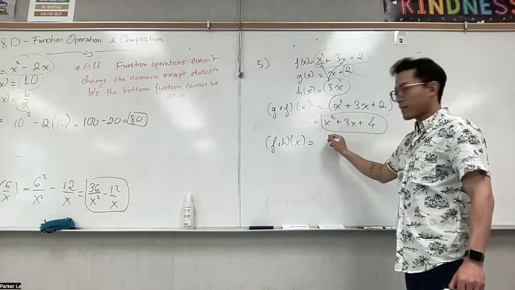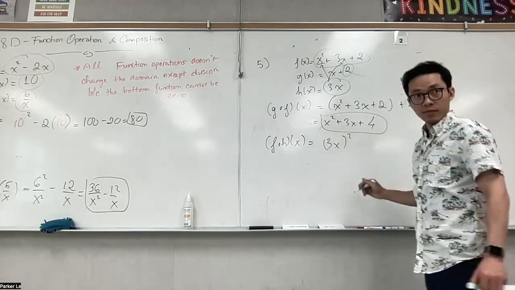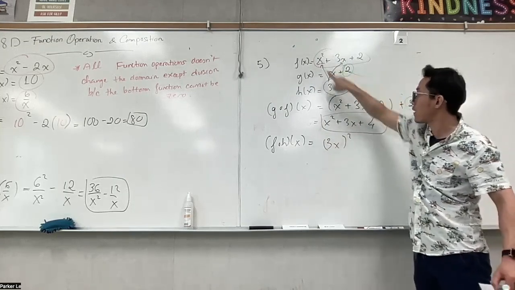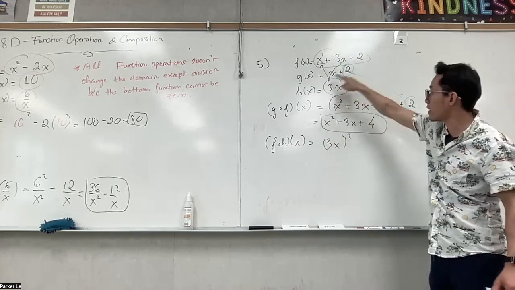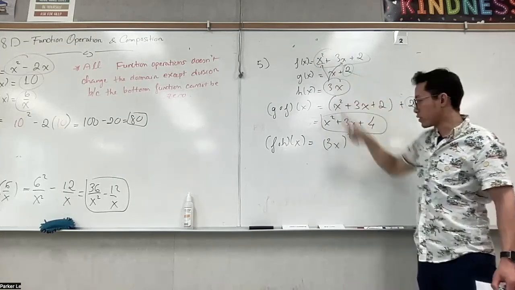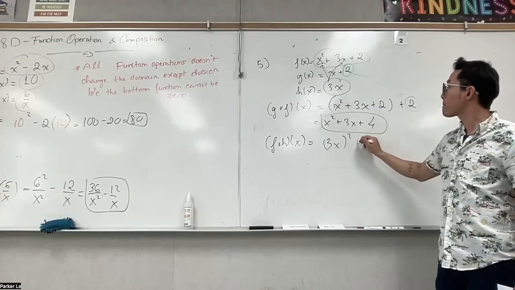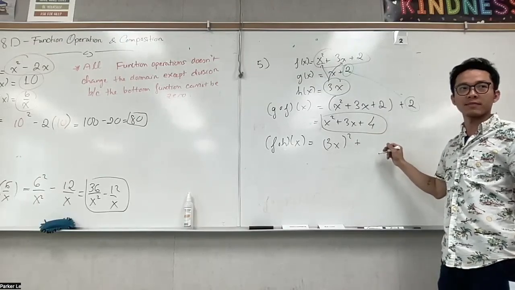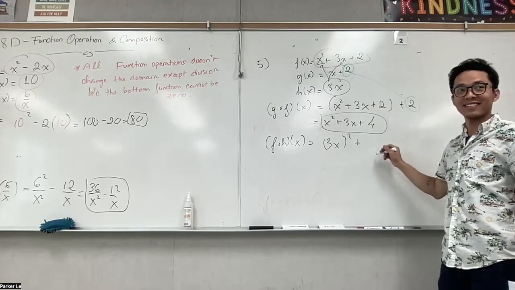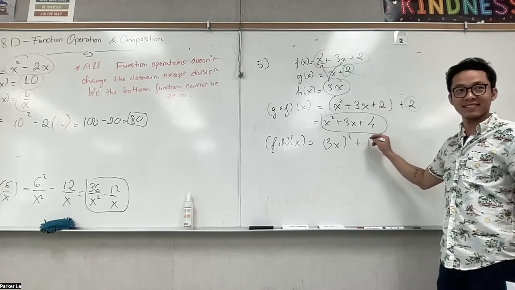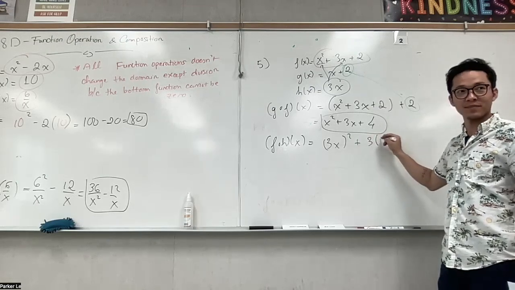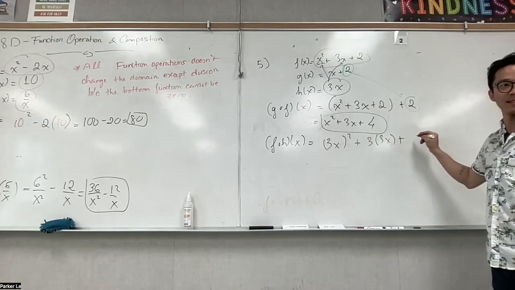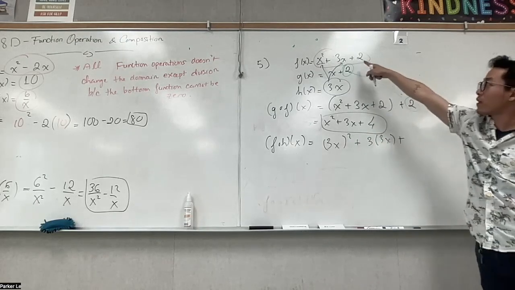3X squared? Correct? Because X is now replaced by 3X. This whole thing gets replaced into X. So I have 3X squared. What next? Plus. If you got this, then you graduated. Then you got this part. What next? 3 times 3X, yes, plus the left one, 2, right?